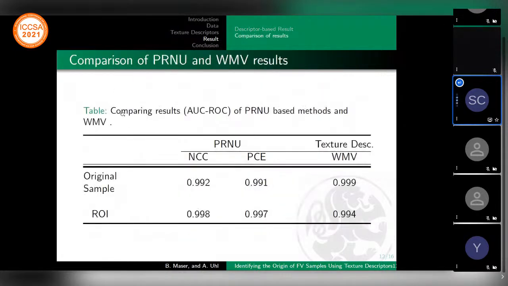Here we compare our results to previous methods. These methods are based on PRNU, and they are both correlation-based methods, and we compare them to our best feature, that was the wavelet feature with the mean and the variance. We can see that the best result is achieved using the proposed wavelet feature for the original samples. Here the results are better than for the comparison methods. For the ROI images, the pair and group-based methods performed better.